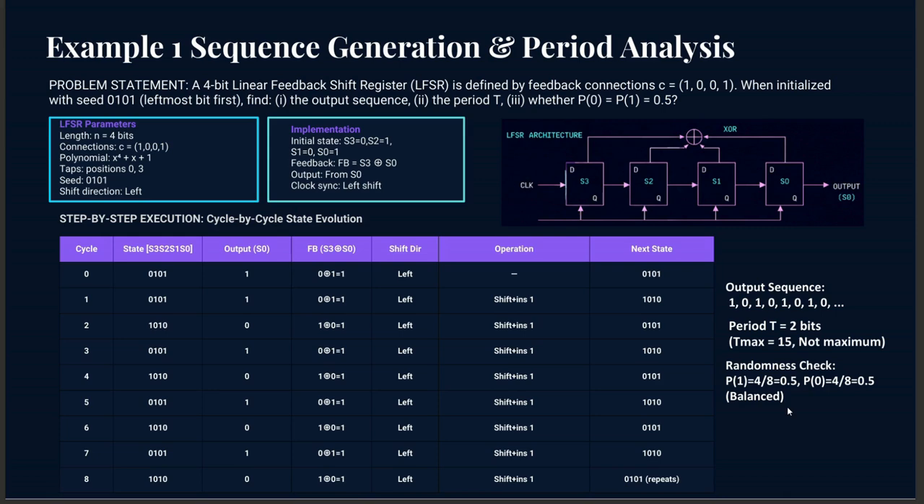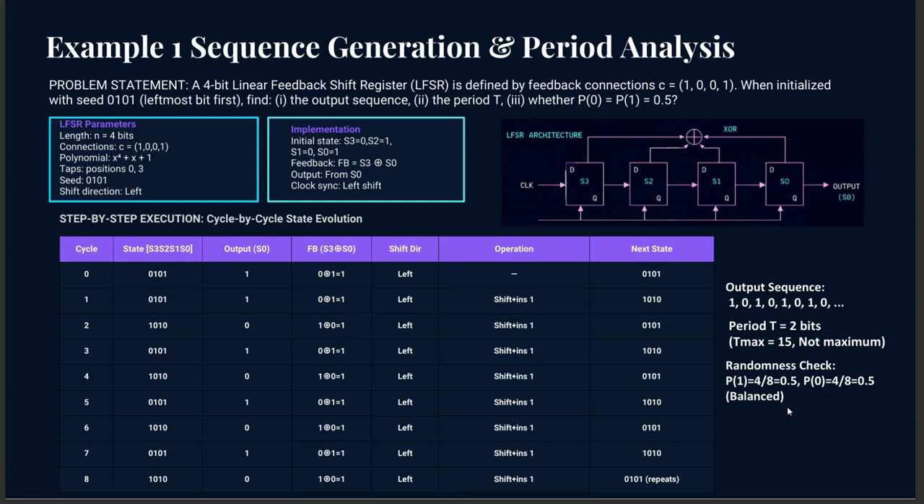But here comes a very important lesson in cryptography. Even though the sequence is balanced, it is still not secure. Why? Because the period is extremely small. An attacker can predict the next bit almost instantly. The sequence is 101010, completely predictable. So balance alone does not mean randomness.